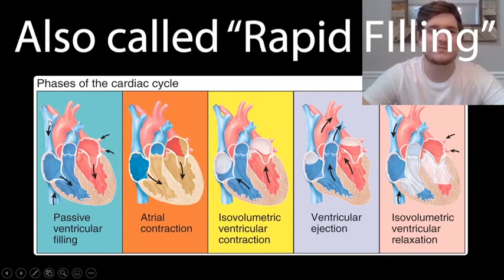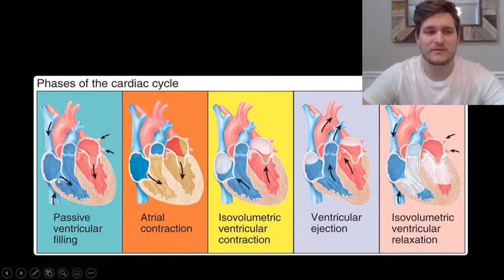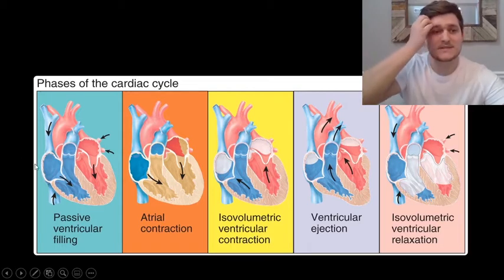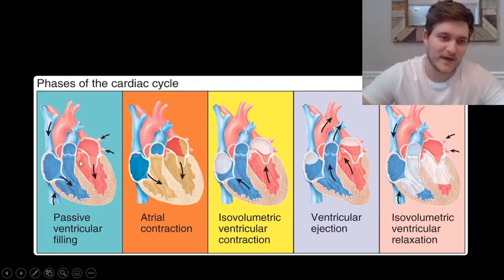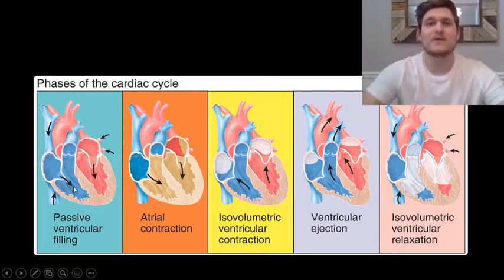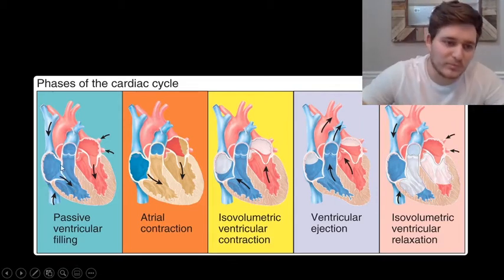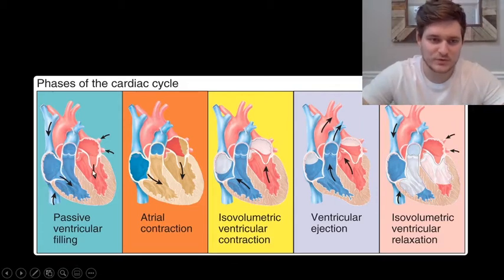So this is going to be when blood in the right atrium and the left atrium is going to start to enter the ventricles. And so what happens is these atrioventricular valves on both sides are going to open, and gravity is going to pull blood down towards the ventricles.